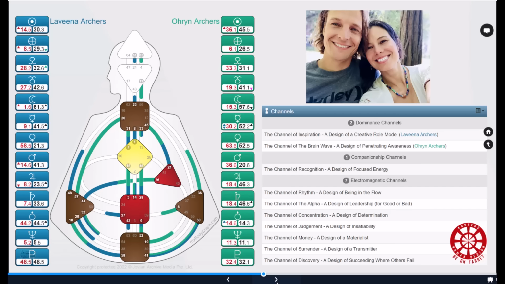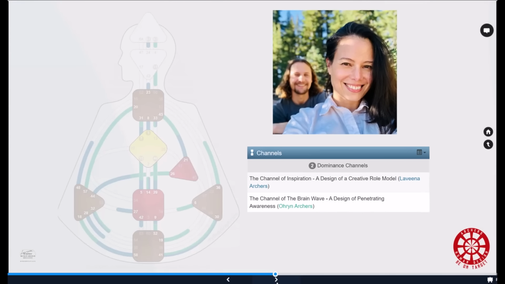So we will continue to dive into this. First, we see that we have dominance channels. We already went through this, where we have design of a creative role model. Lavina, this is where Oren, you can see who she really is, because there's nothing getting in the way of her strong, clear, defined identity with respect to who you are and who you are for her. So who she is for you is a creative role model, an inspiring creative role model. You can see that, and other people can see that too.